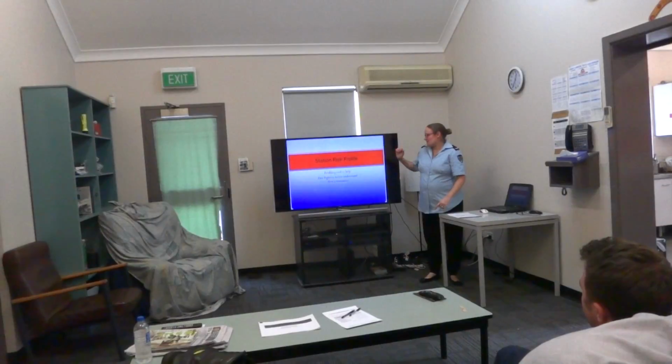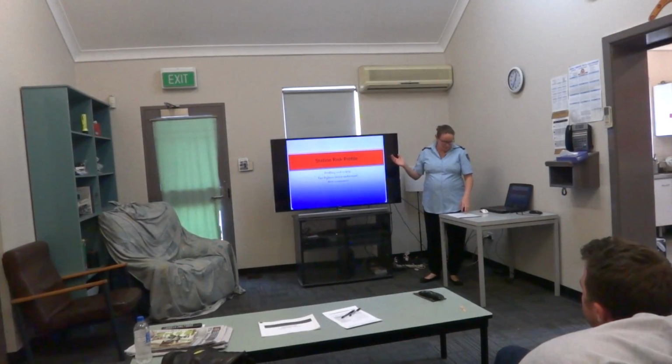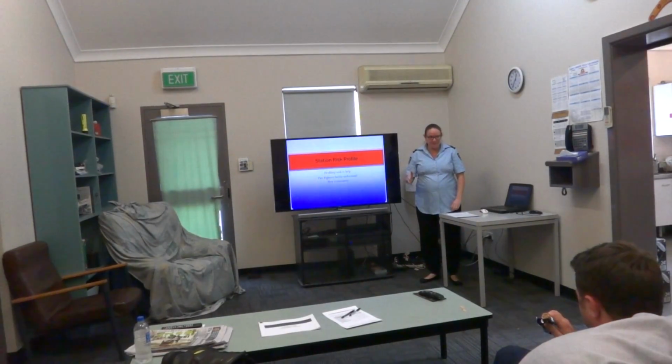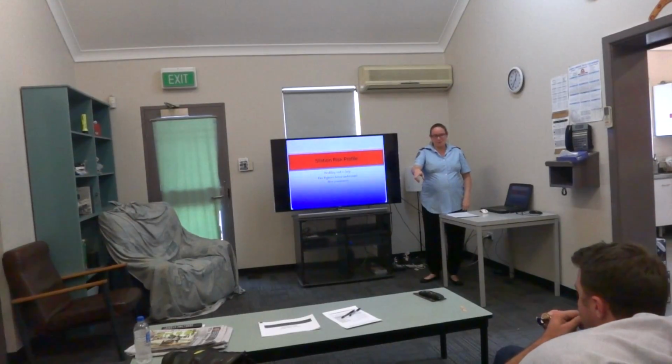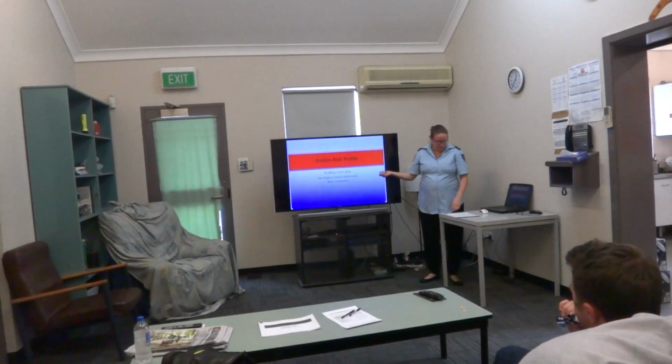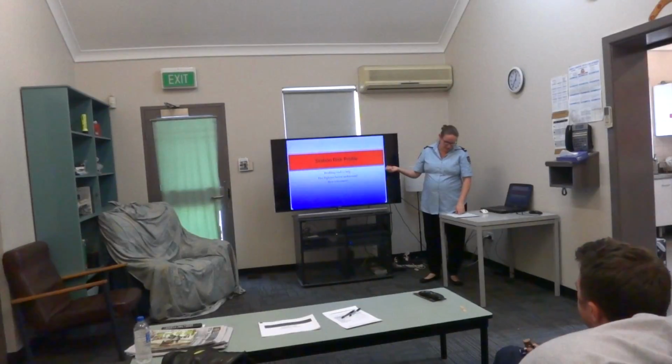Basically today we are talking about the station risk profile. Hopefully it should only take about 20 minutes, we'll see how we go. If you have any questions throughout the session, feel free to ask me. There's some notes on the table there, which is basically the same as the PowerPoint presentation which we're going through. At the end of the session, there's a feedback form that you all need to fill out.